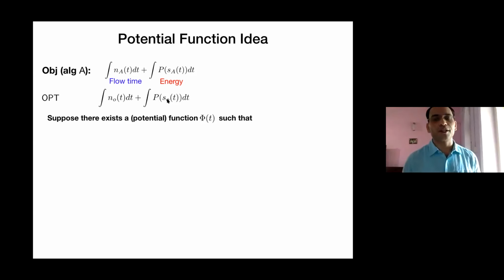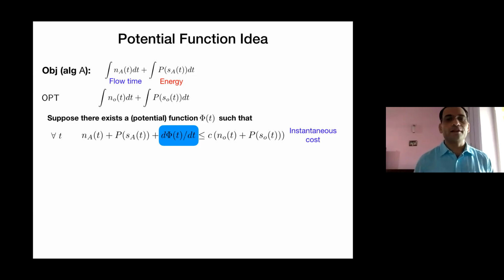But now assume that there exists a potential function phi of t, some function which is defined for each time t, which has the following properties. NA of t plus P of SA of t is the instantaneous cost of the system for an algorithm A. N0 of t plus P of S0 of t is the instantaneous cost for an optimal algorithm, which is OPT. Assume that we can show that the instantaneous cost of the algorithm plus the derivative of this potential function, a magical function for the moment, is at most C times the cost of the OPT, where C is a constant. This is all hypothetical for the moment. It's just a definition. Suppose there exists such a function.